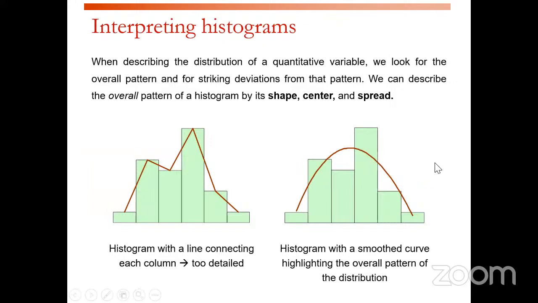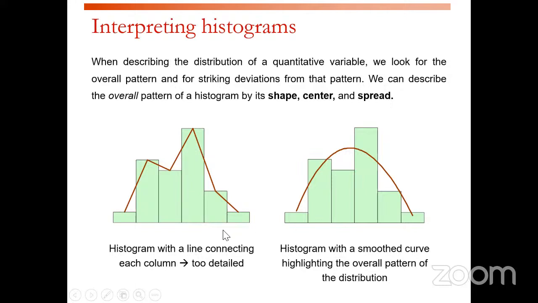interpreting the histograms. When you describe the distribution of a quantitative variable, we have to look for the overall shape of the histogram rather than the spikes or any individual bars, right? And we can describe the overall pattern of a histogram by its shape, by its variability, meaning how much it is spreading over the range of x or y, and then what the center could be, right?